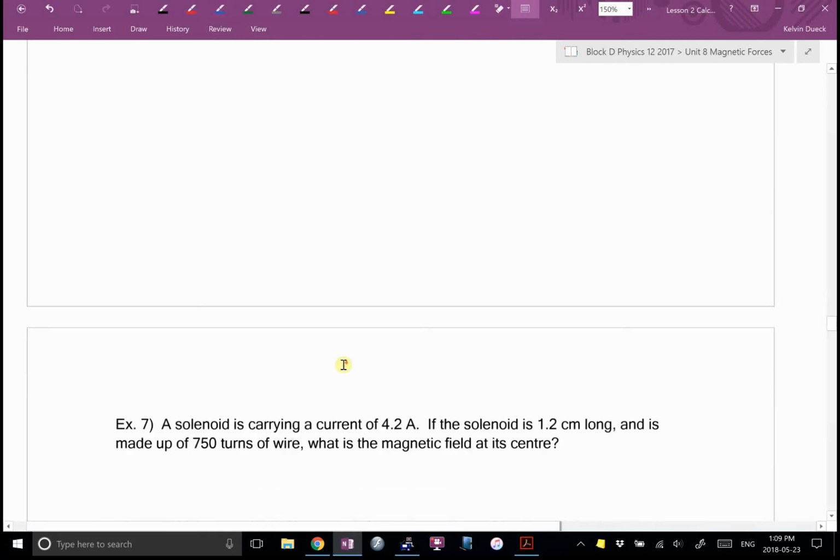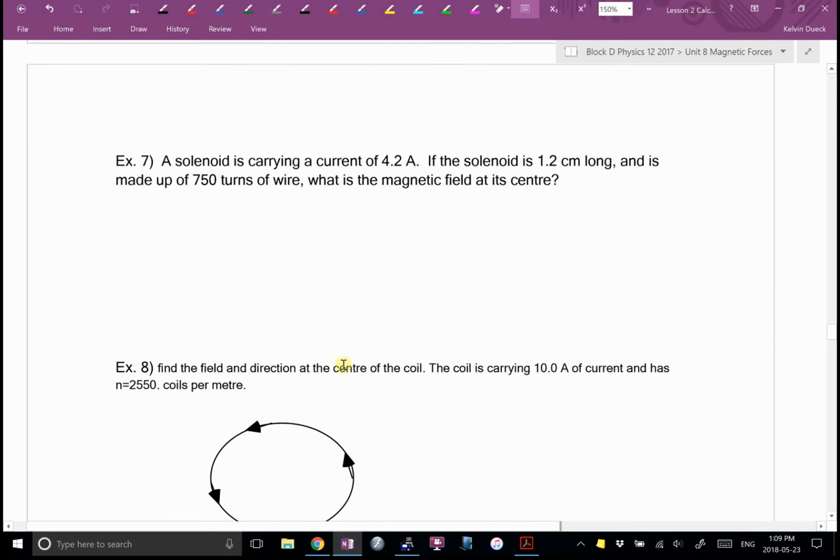So let's use this. A solenoid is carrying a current of 4.2 amps. If a solenoid is 1.2 centimeters long and is made up of 750 turns of wire, what's the magnetic field at its center? Lyndon, what's this question asking me to find? What's the symbol for magnetic field? This is the one where I see kids often find a force because there is a current and there is a length, and they'll go, oh, it's BIL, and they'll maybe say that this is B because they're not sure what to do. Don't do that.